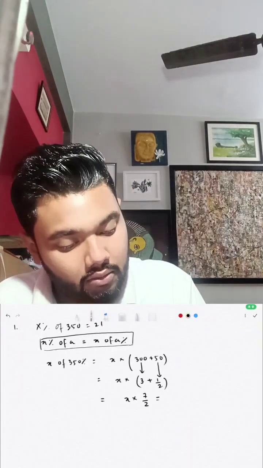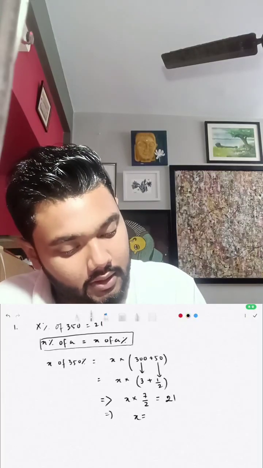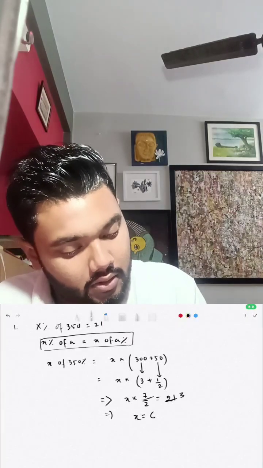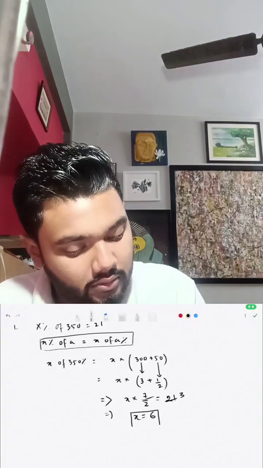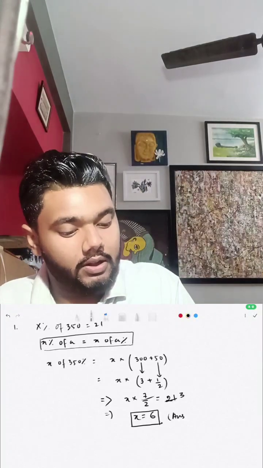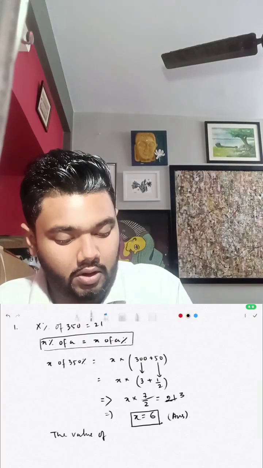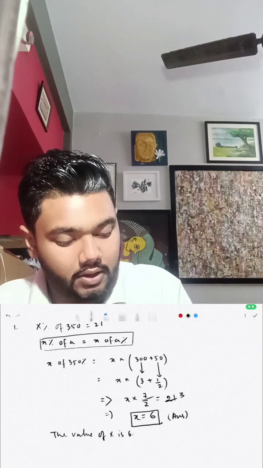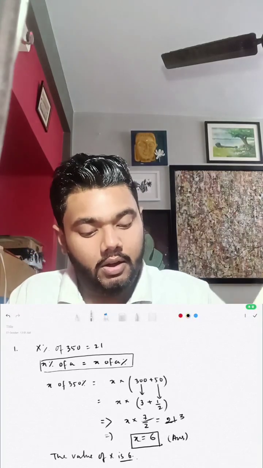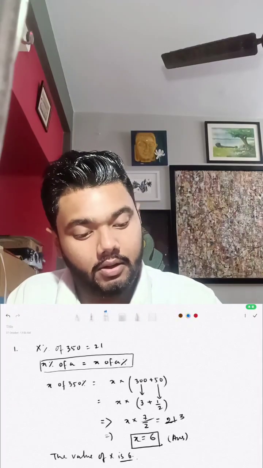Now it is equal to 21. So x equals 6. We have got the value of x. So answer, the value of x is 6, right? Here let me change the color.